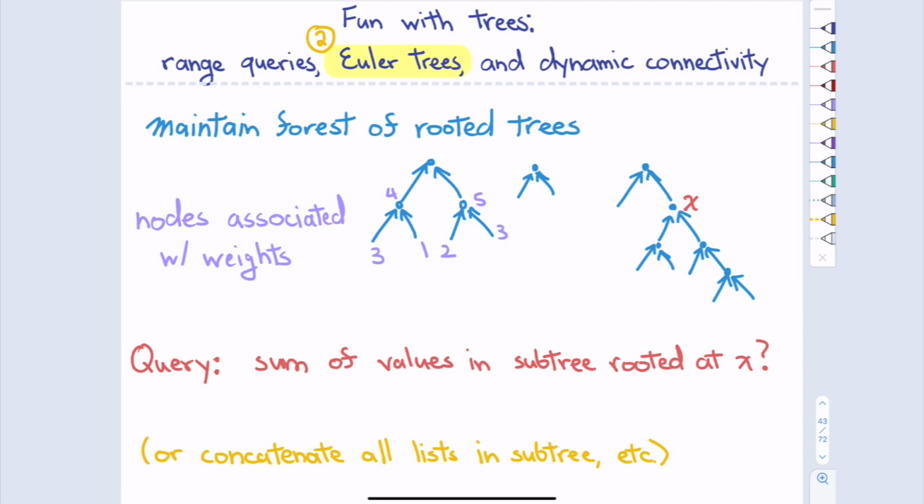So this problem is this sort of dynamic tree model where you're trying to maintain a forest and be able to do subtree queries. So you're adding and deleting parent edges, and maybe the nodes are associated with values, and I want to say, give me the sum of values associated with the subtree rooted at a node X.